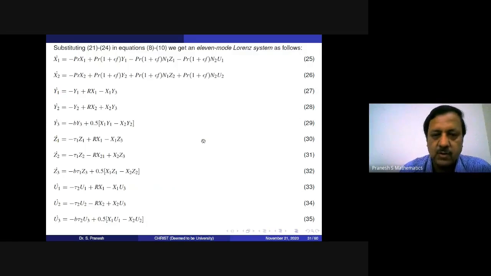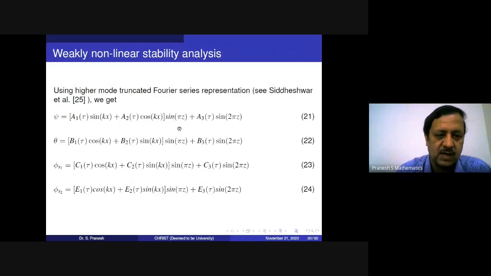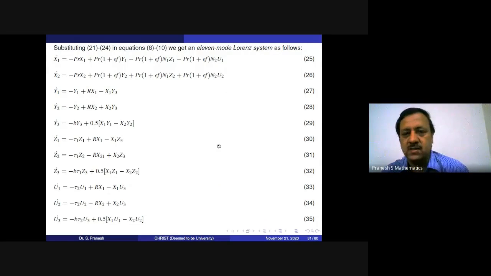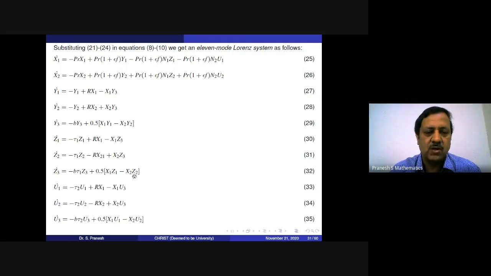Okay, so what we do here is we take this psi, theta, phi_s1, phi_s2, and substitute them in the basic expression, and by simplifying that, we get these 11 equations. We call this the 11-mode Lorenz system, and we solve this 11-mode Lorenz system by using numerical methods and Mathematica here.